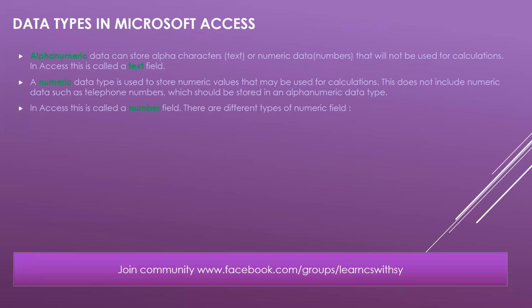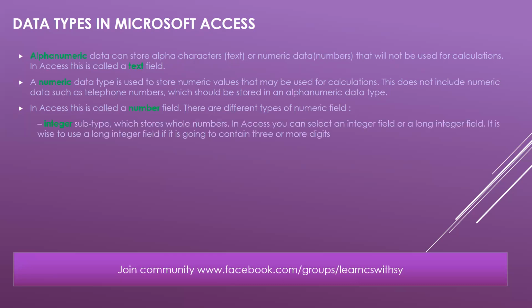A numeric field is going to be storing numeric values. And remember, whenever you need to perform calculations, we always use the numeric data type. Take a telephone number, for example. Although telephone numbers are composed of digits, since we are not going to use them in calculations, we are going to use them as a text field. Now, in Access, what do we call a numeric field? We call it a number field.